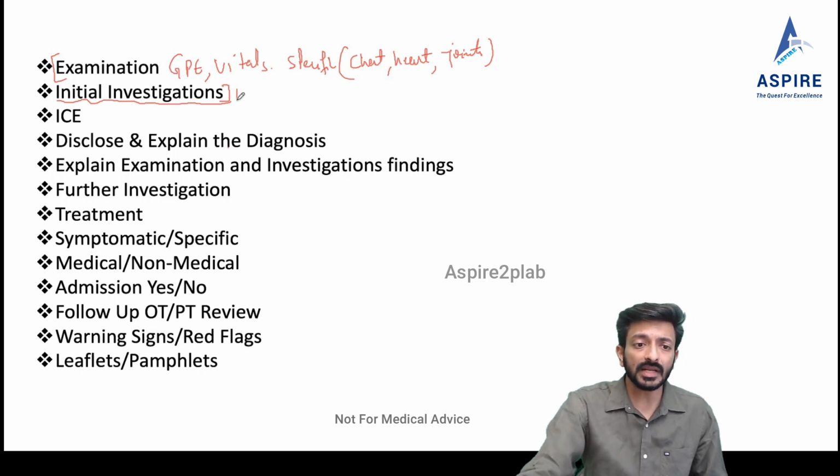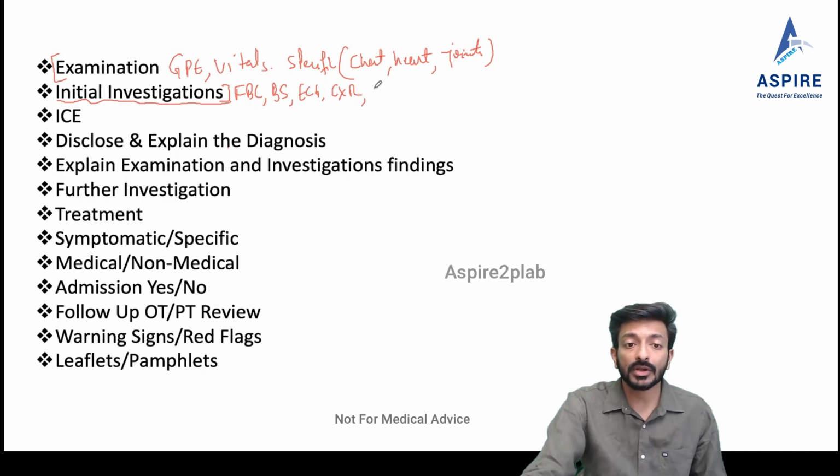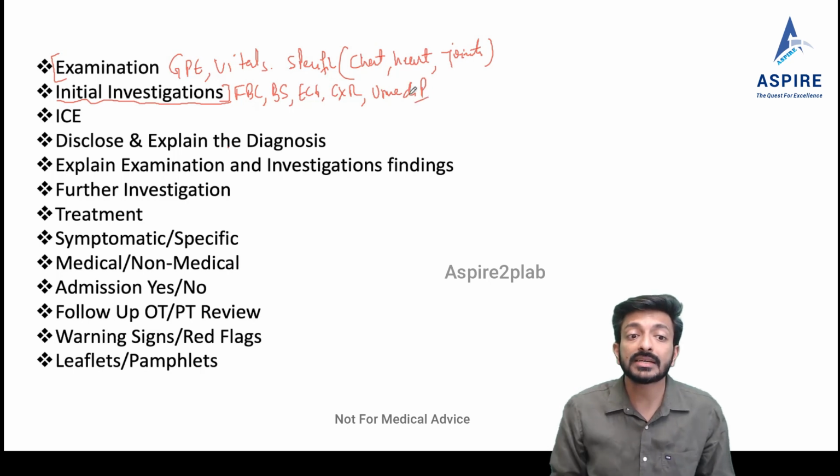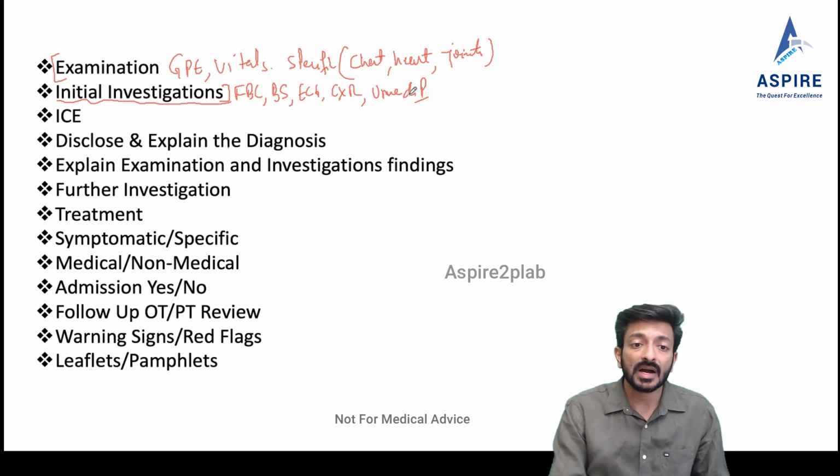So here we are talking about routine blood, like full blood count. We are talking about maybe blood sugar. We are talking about say ECG. We are talking about x-rays, chest x-ray maybe. We are talking about say urine dip. So you are talking about these investigations. For example, a patient comes to you with some problem, say some cough, and you might be thinking, okay, let's do full blood count. So these things can be done.